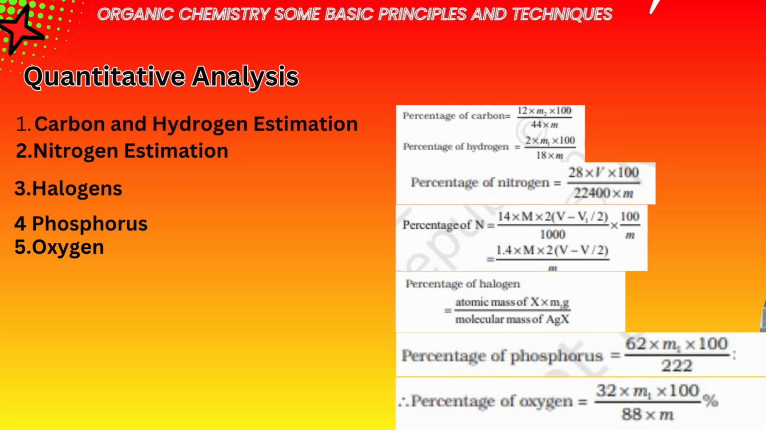There are two methods for nitrogen estimation. Dumas method: the compound is heated with copper oxide to produce nitrogen gas collected over potassium hydroxide. Percentage of nitrogen is equal to 28 by 22,400 into V by m into 100.